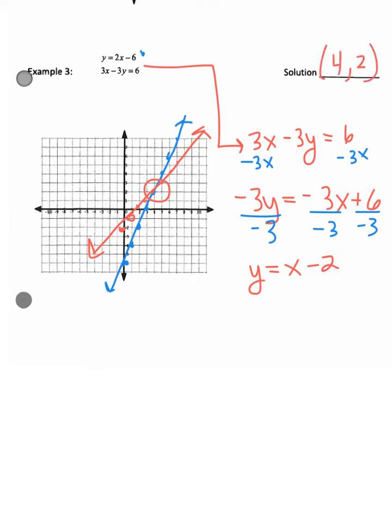which I just want to mentally check to make sure that's correct. If I plug in 2 for y, I get 2 equals 2 times 4 minus 6. Which is true, because 2 times 4 is 8, 8 minus 6 is 2. So that equation works. And then if I check the second one, 3 times 4 minus 3 times 2, 12 minus 6 does equal 6, so it works in both equations. And you can just check that mentally by doing out the math.